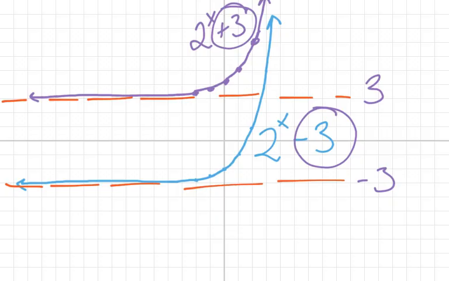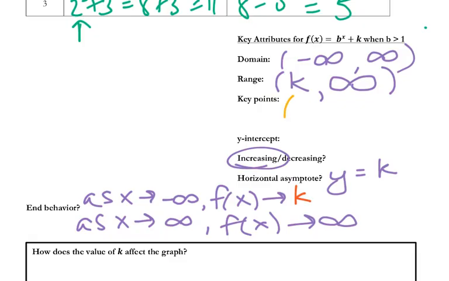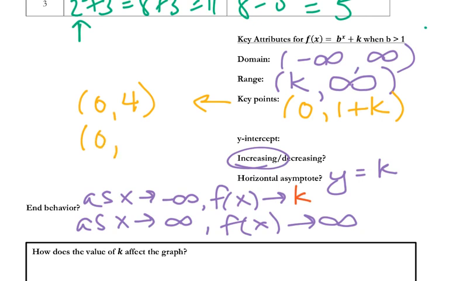Now let's think about key points. Before we used a y-intercept, so that would still be a key point in both these cases. Before it was 0, 1, and now this plus 3 has moved it up 3 or down 3. So let's add that. A key point would be 0, 1 plus k. So for our two graphs, our key point was 0, 4. For the other one, it was 0, negative 2.